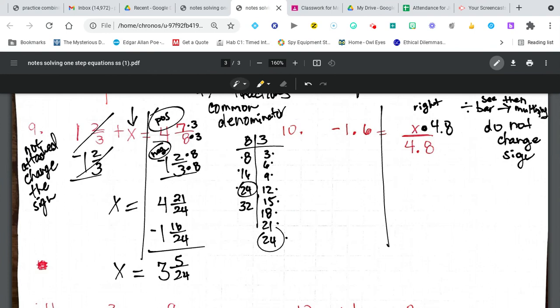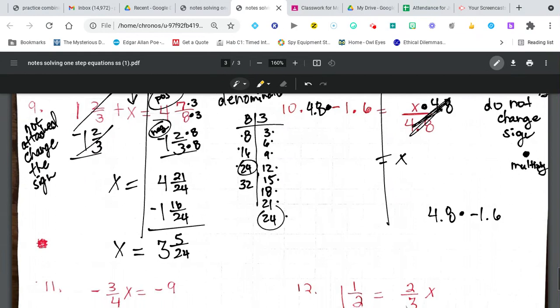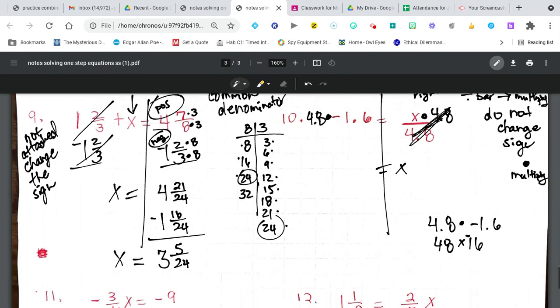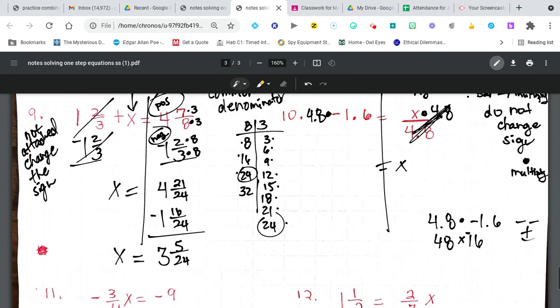And remember, for multiplication, we use a little dot to show multiplication. Okay, so I'm over here, I'm going to put times 4.8. These are going to cancel. I'm left with X. Now to multiply decimals, let's see if you remember it. Okay, 4.8 times -1.6. You're going to multiply this as 48 times 16 or -16, guys. And of course, you can use the smiley face. So you got a positive times a negative. So you know your answer is going to be negative something.